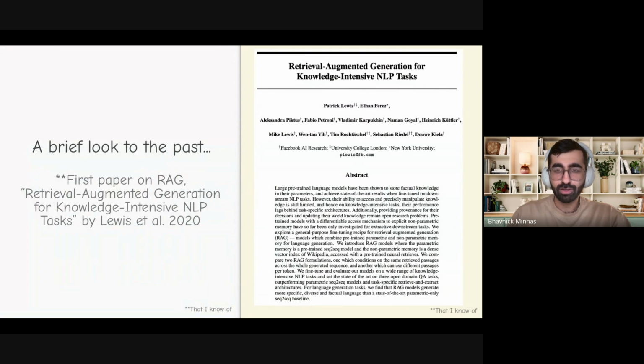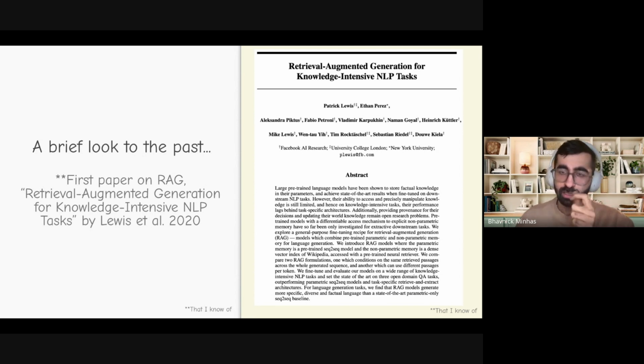A brief look into the past. So we have a look at where RAG really came from. This is the oldest paper I could find which used the word RAG. But people in the chat could update me if there's something from before 2020 that actually used the word RAG or retrieval augmentation. This was the oldest one I could find. And this is an interesting paper.